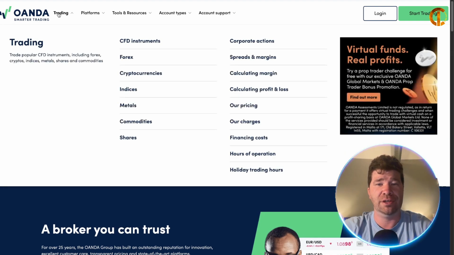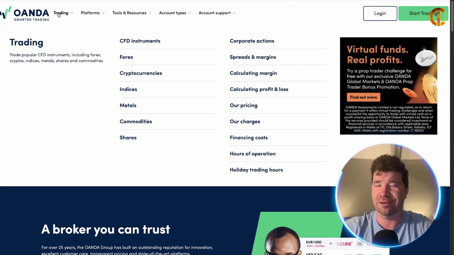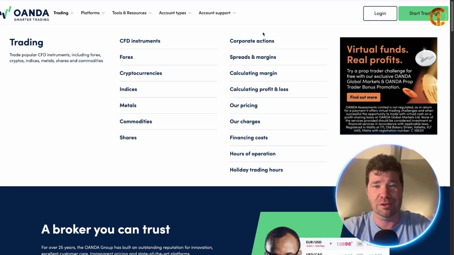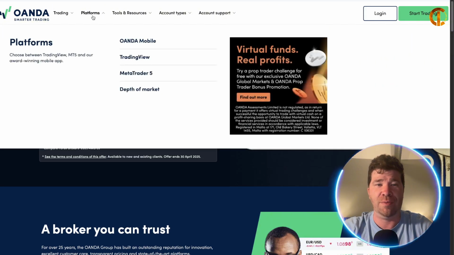Obviously for trading, look at this. They got a massive amount of things here, okay? All right, there's a lot of things you got to search through. Not only that, there's a lot of other things that I probably don't even understand. And then we even have up here, we have platforms. So it's great that they have it on mobile. They got TradingView, they got MetaTrader 5, and then they have depth of market.